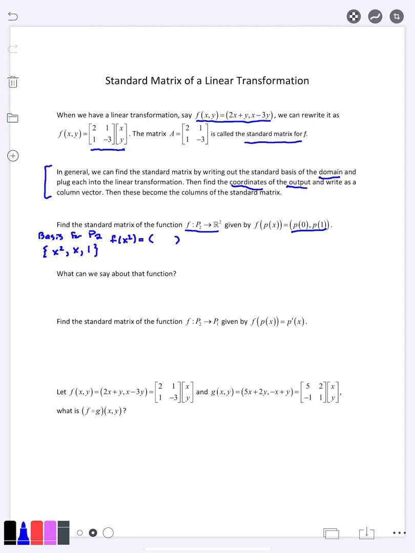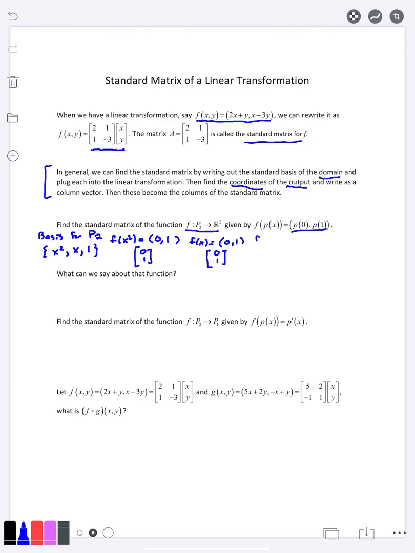So what do I do here? I'm going to first plug in 0. If you plug 0 into the function x squared, you get 0. And if you plug in 1 into x squared, you get 1. We're then going to turn this into a column vector, and I would get 0, 1 there. Next up, I'm plugging in the next basis vector, which is x. If you plug in 0, you get 0. Plug in 1, you get 1. So this is once again going to be 0, 1 here.